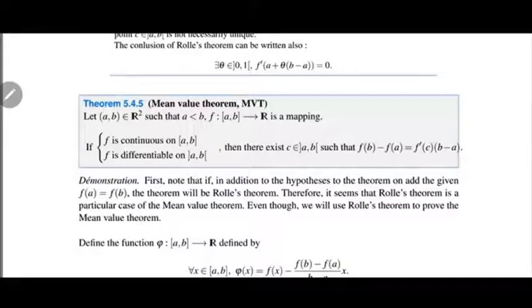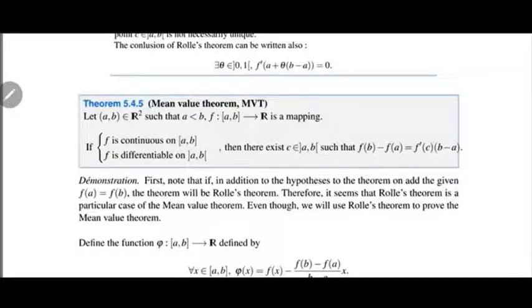Now be careful that in some books you may find Rolle's theorem stated like this. It can be rewritten, I mean the last part where we say that there exists a c such that it can be written as: there exists theta between 0 and 1 such that f prime of a plus theta times (b minus a) is equal to 0. Why is it the same thing?